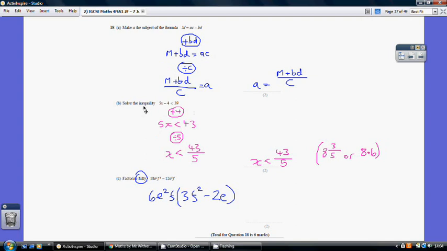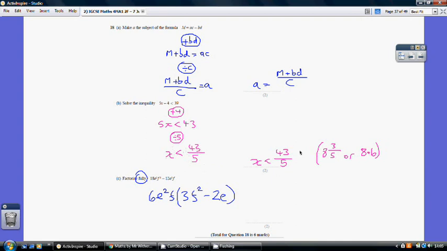Now for part B, I know this is an inequality, we've got this less than sign, but from the algebra point of view, we just work through as if it said equals here. So how do we undo a minusing of 4? We add 4 to both sides. So 5x is going to be less than 43. How do we undo this timesing by 5? We divide by 5. So x is going to be less than 43 over 5.